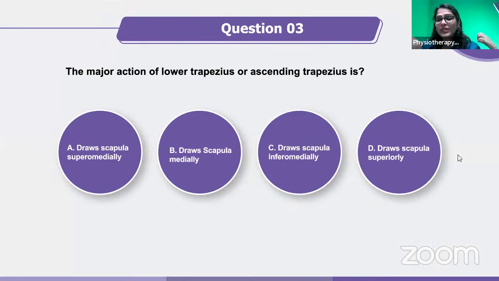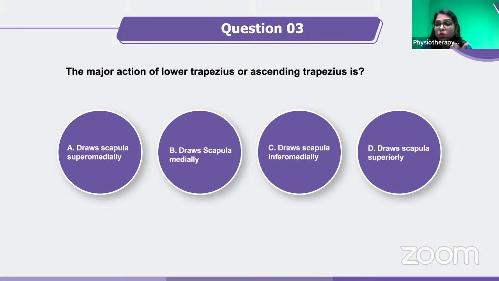Next, time for the quiz. Question 3. The major action of lower trapezius or ascending trapezius is what? Do not get confused. I have explained to you the movements of the scapula: superior, inferior, superior lateral, inferior medial, these all. Okay. Major action of lower trapezius or ascending trapezius is what?